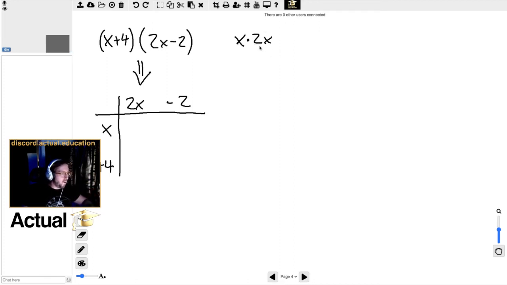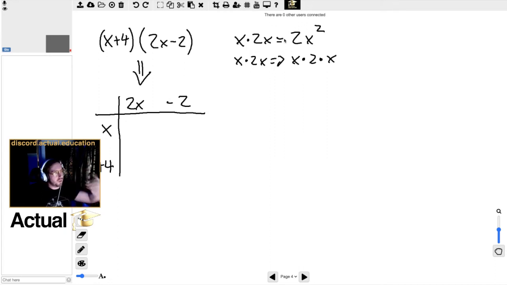Here's the rule with multiplying. x times 2x is the same thing as x times 2 times x. Whenever you have things all being multiplied by each other, you can switch the order however you want. So instead of saying x times 2 times x, I can say 2 times x times x. You see how I move the x over?